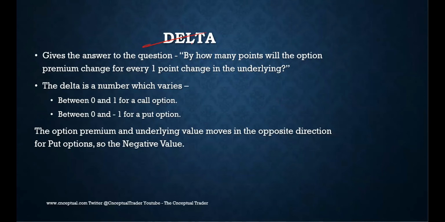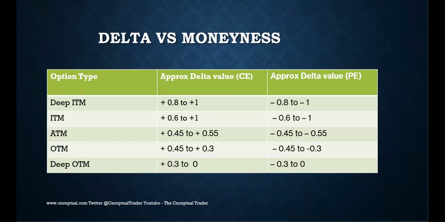Delta gives you the answer to the question: by how many points will the option premium change for every 1 point change in the underlying? Delta is usually 0 to 1 for a call option, and 0 to -1 for a put option, negative because put options run against the underlying. The underlying will increase, the put option will decrease, like that.